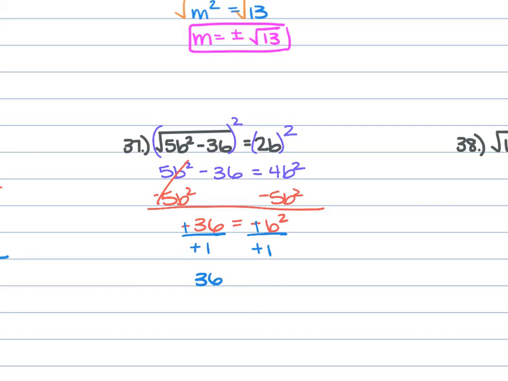to give us 36 is equal to b squared. And then I'm going to take the square root of both sides to give me b is equal to plus or minus 6.